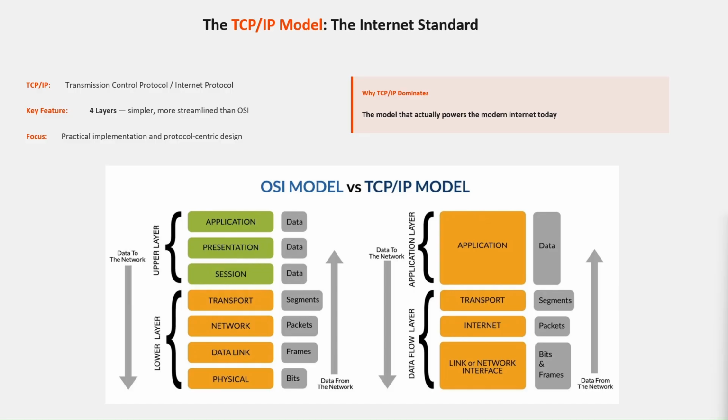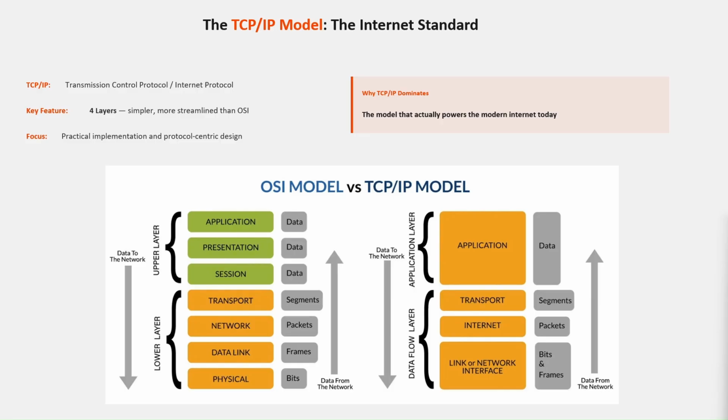Now let's talk about the model that actually powers the internet, the TCP/IP model. While the OSI model is great, a theoretical tool, the TCP/IP model is the practical, real-world standard. And it's named after the two most important protocols, TCP, which we just discussed, and IP, the Internet Protocol. Unlike the OSI 7 layer, the original TCP/IP model has only 4 layers. It's a simpler, more streamlined approach.